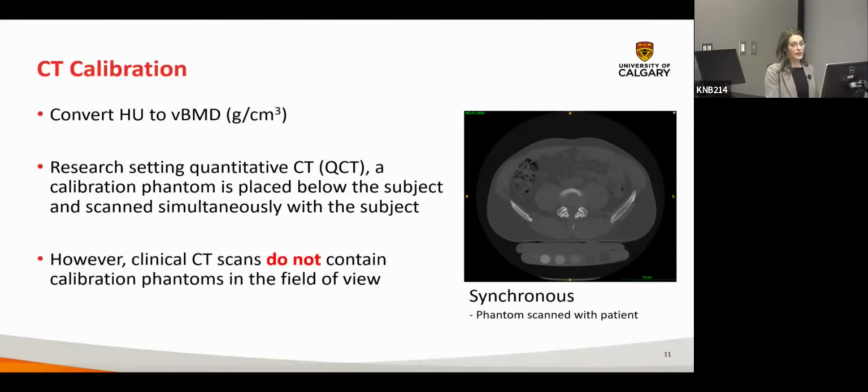However, in the clinical setting, these phantoms are typically not used and they're not included in the scan field of view.